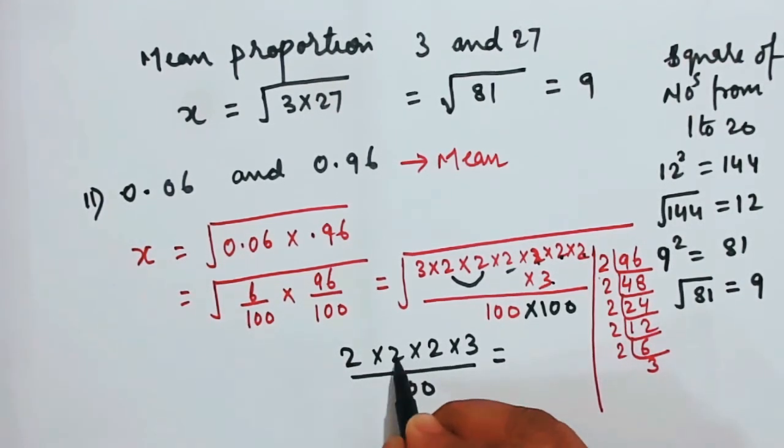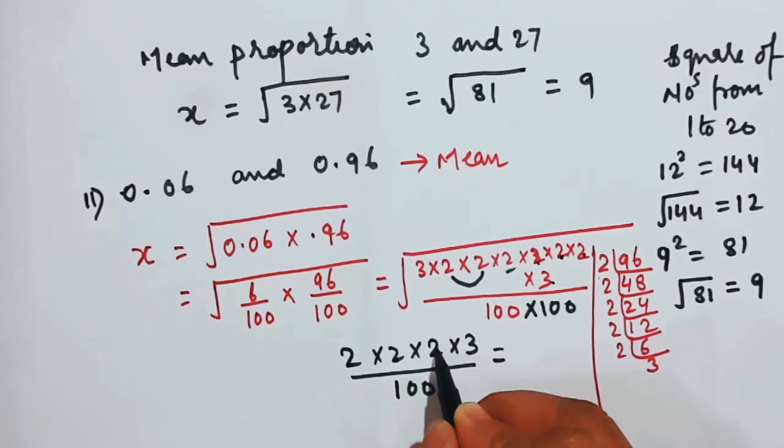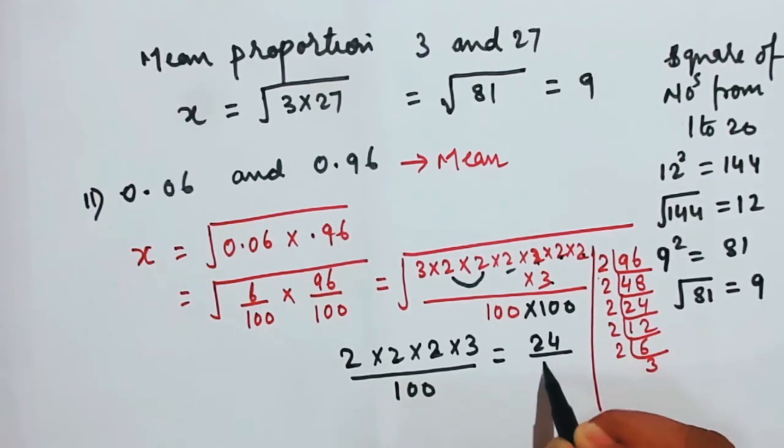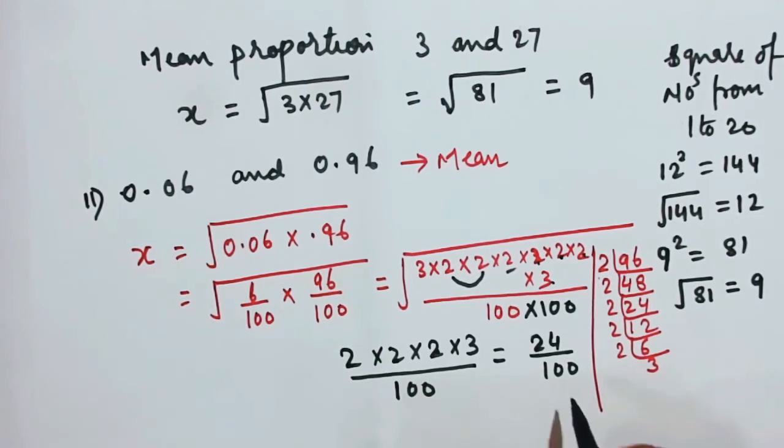Now let us multiply. 2 2 times 4, and 4 2s are 8, 8 3s are 24 by 100, which will give you how much? 0.24. Better you write 0.24 is your solution. Clear?